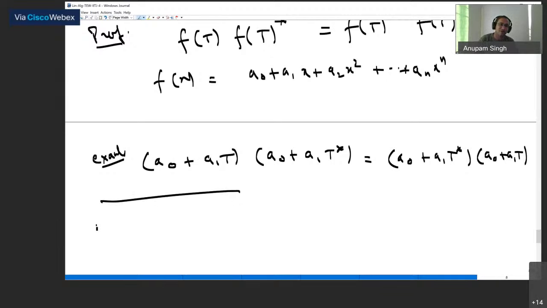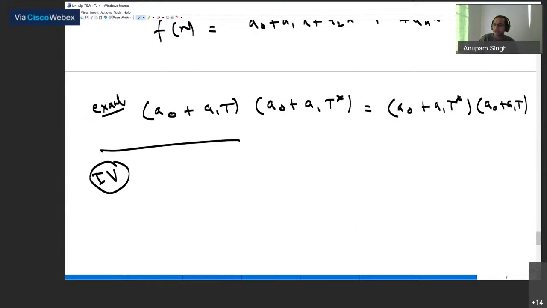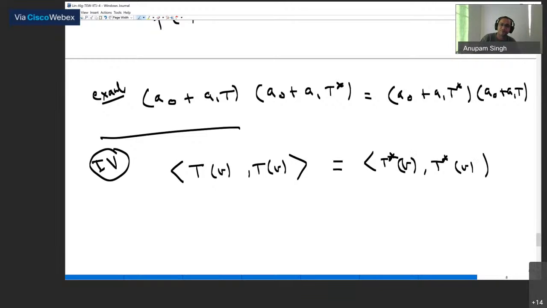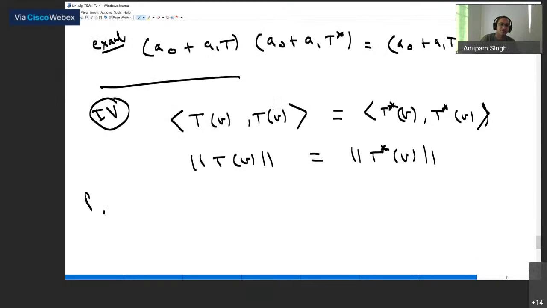Okay, so let's get to property number 4. Property 4 is this, that I'm always assuming T is normal. So <T v, T v>, if I calculate their inner product, is equal to <T star v, T star v>. And this will also automatically give that the norm of T v is always equal to the norm of T star v, right? This is quite easy to prove.